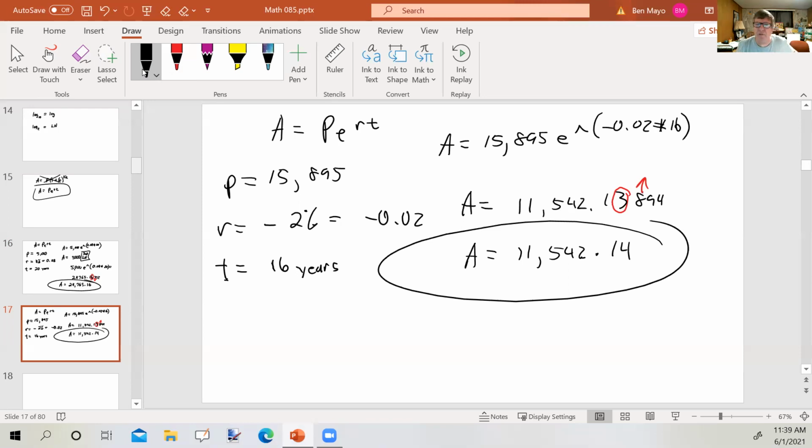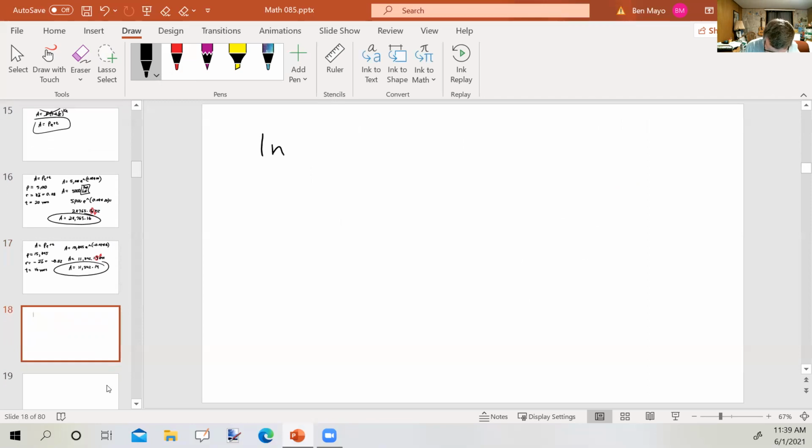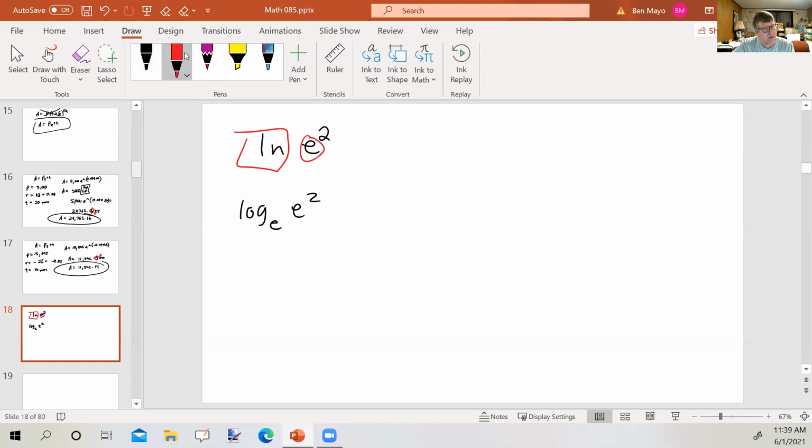Next, it says, evaluate each expression without using a calculator. And it asks us to find the natural log of e squared. Now be careful. ln translates into log base e. So we have log base e of e squared. In other words, this e is a whole separate number from natural log. Okay, so we've got log base e of e squared.